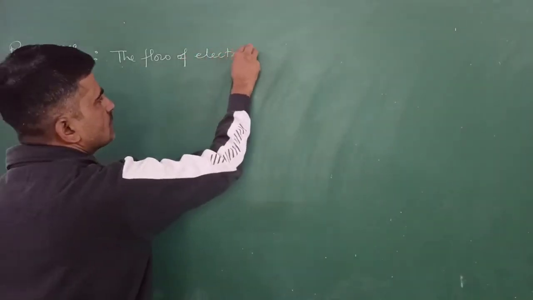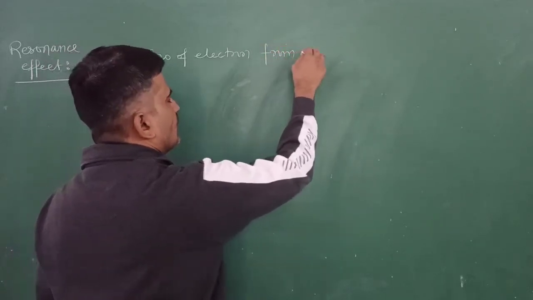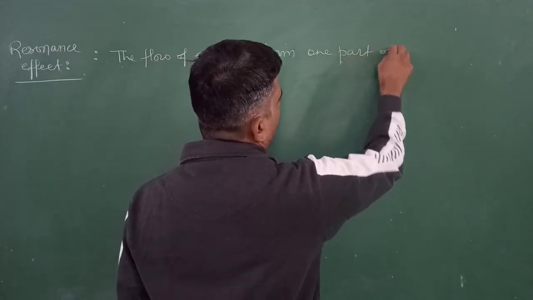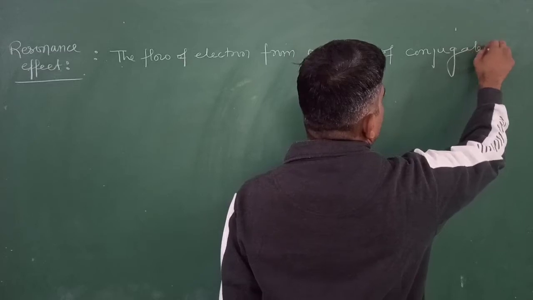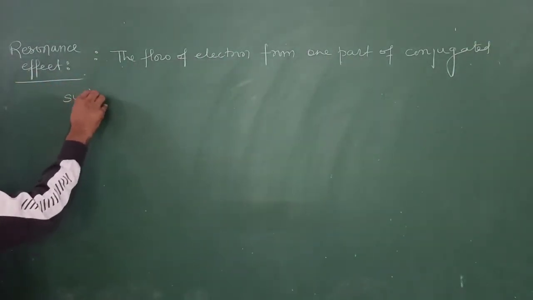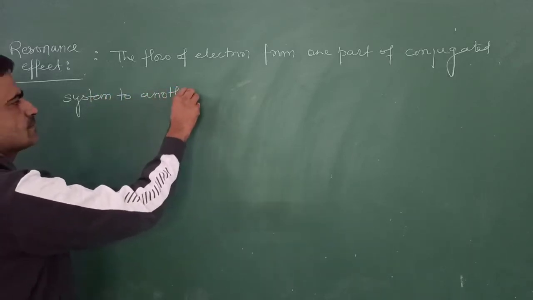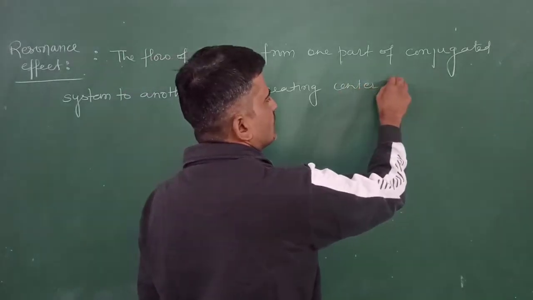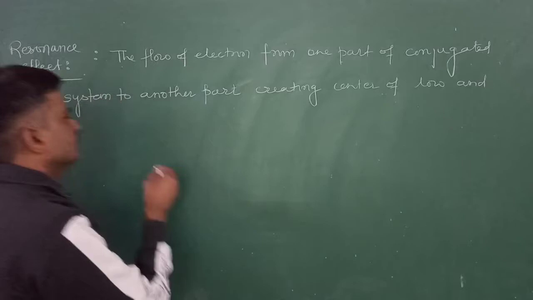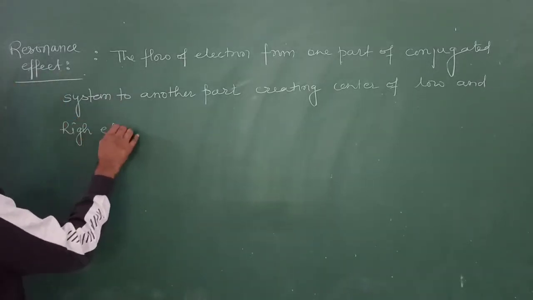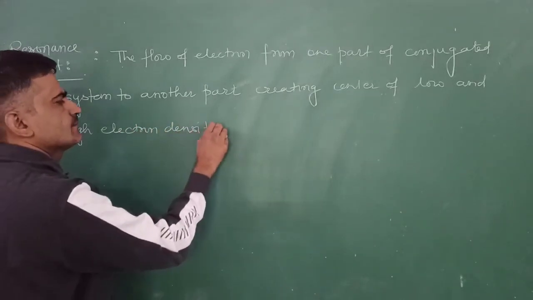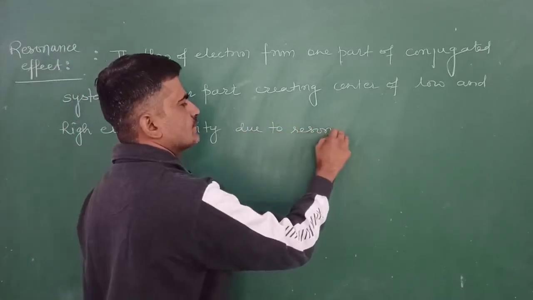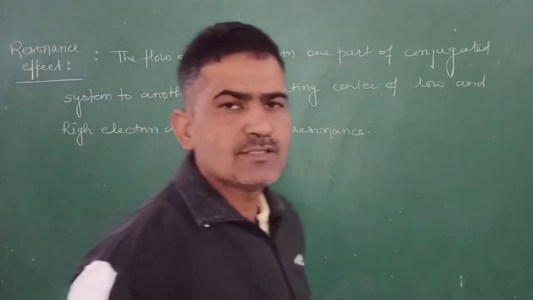What is the resonance effect? The flow of electron from one part of a conjugated system to another part, creating centers of low and high electron density due to resonance, is called the resonance effect.